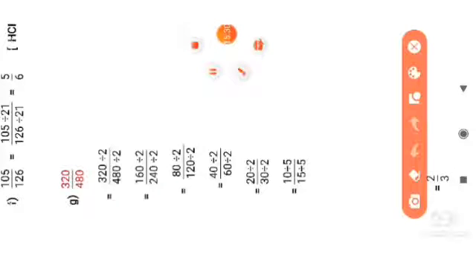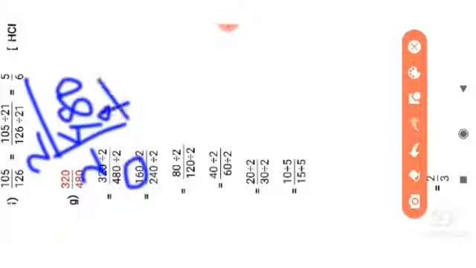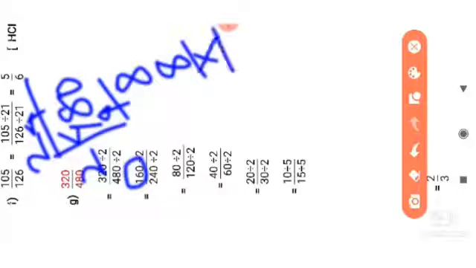I wrote 160 here. Again 480, the denominator, you will divide in the same way. If you divide 480 by 2, 2 2s are 4, 8 is coming, 4 8s are 4, 4 2s are 8, then 0, what is 0? One more 0.